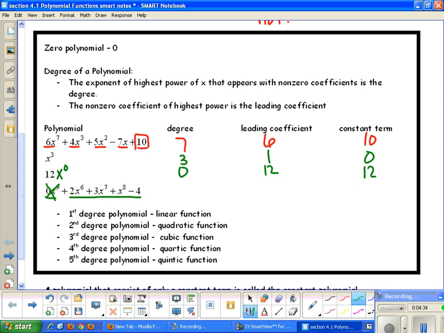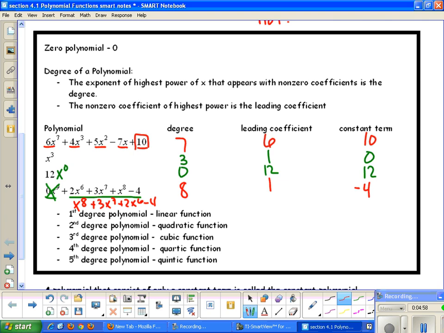If I were to write this in order, it would be x to the 8th power plus 3x to the 7th plus 2x to the 6th minus 4. In that case, now I know that my degree is 8. The leading coefficient, what's in front of the x that has the power of 8, is just 1. And my constant term is negative 4.